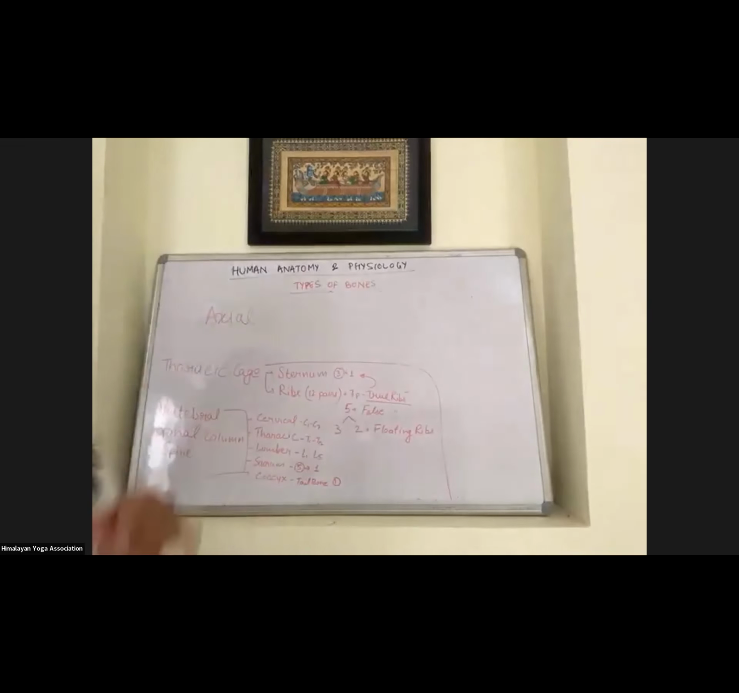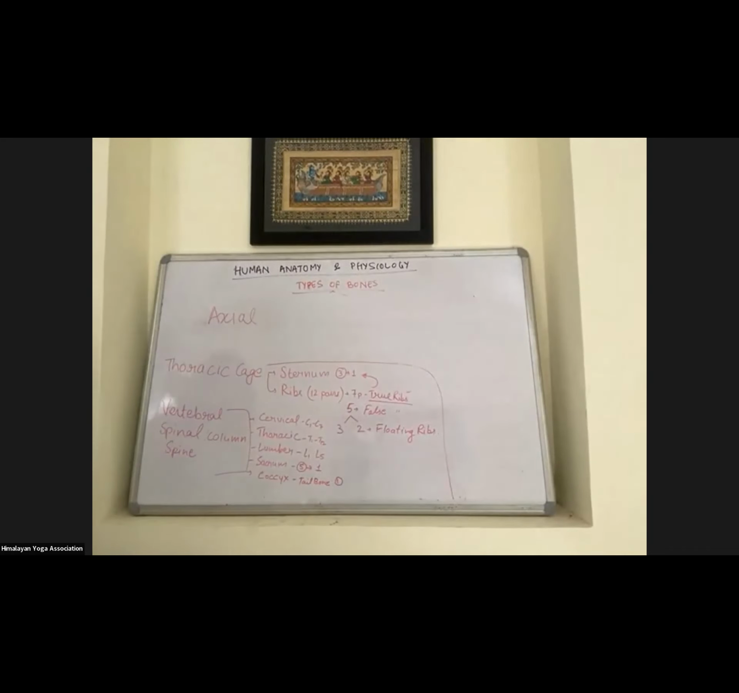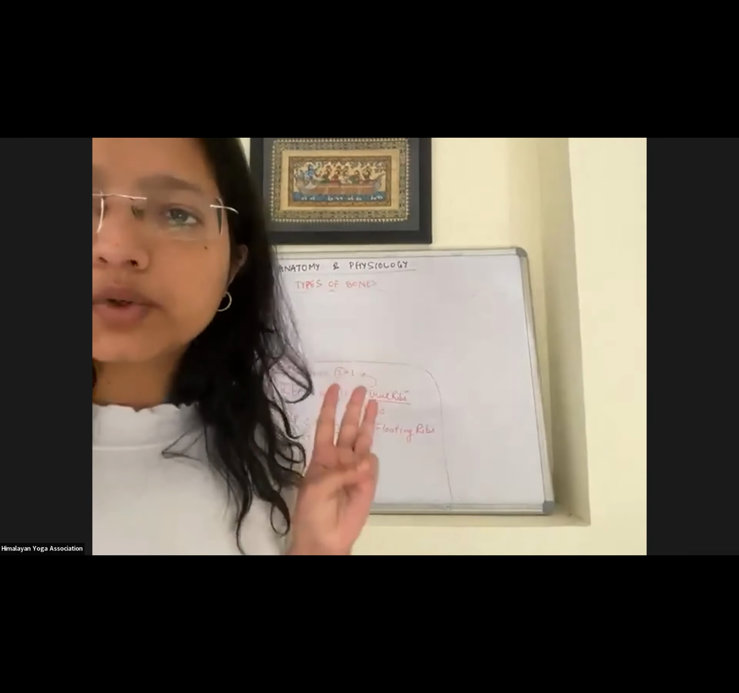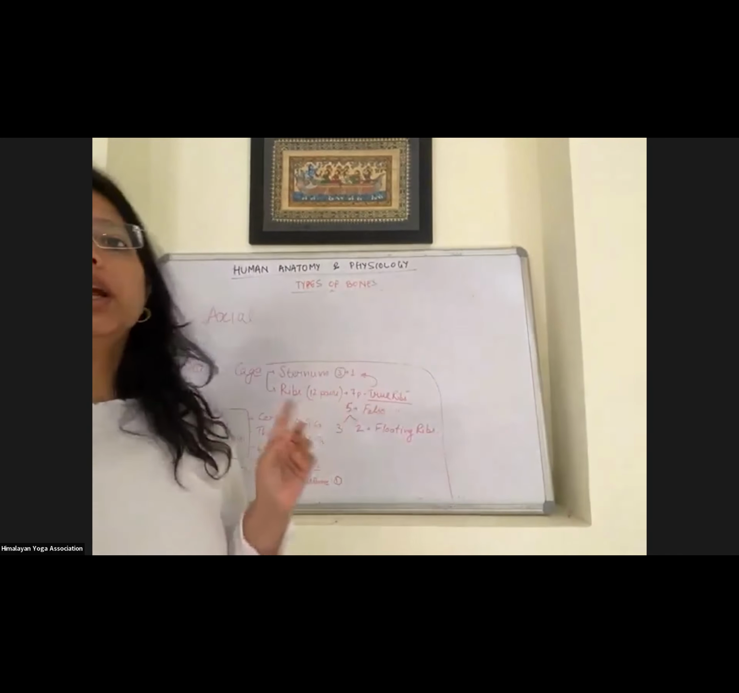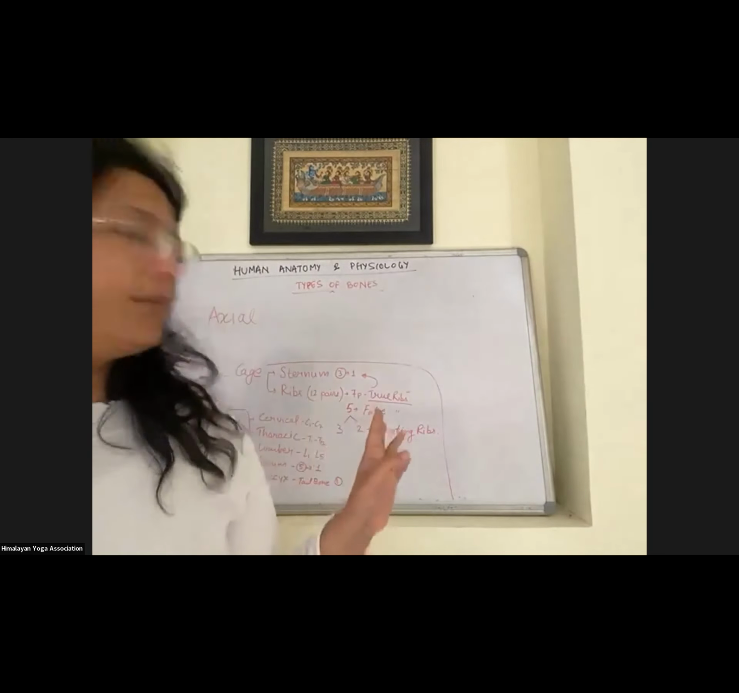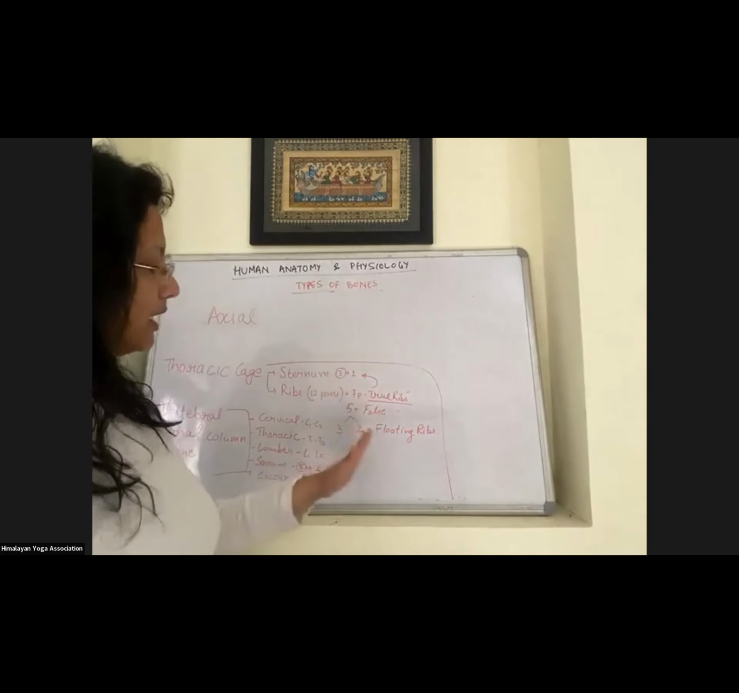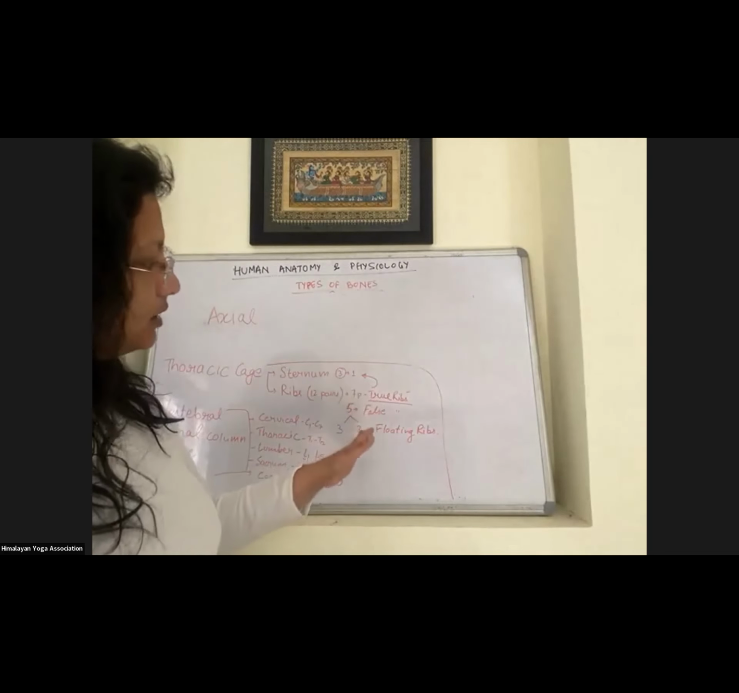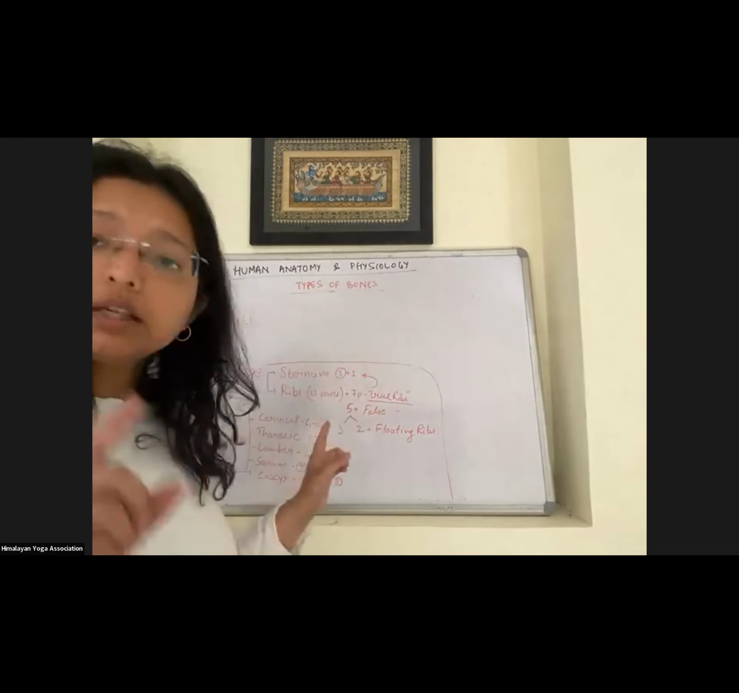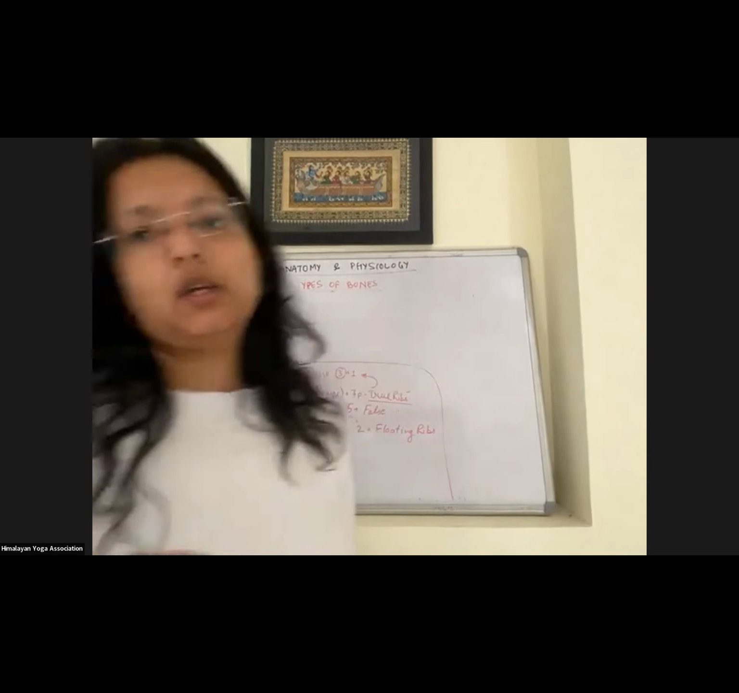Okay, so now we come to the thoracic cage, the sternum. Earlier the sternum was composed of 3 bones, but now it is fused into one and it is 1 bone. And ribs. Ribs are 12 in pair, out of which 7 are true ribs, 5 are false ribs. Out of 5, 3 are connected towards the 7th rib and 2 are floating ribs. So I'll show you a diagram of this.